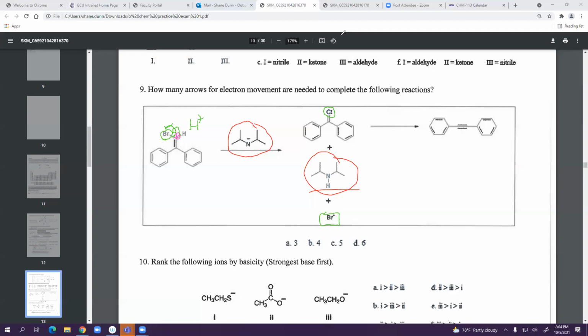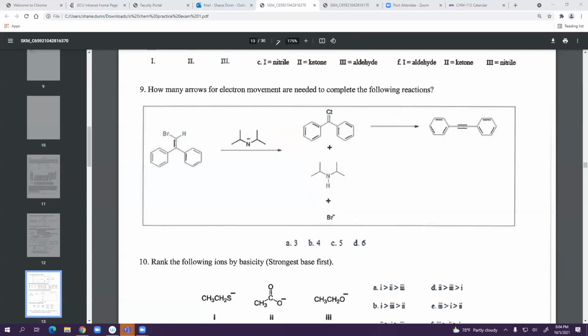What do I do with it? The lone pairs here attack that. So far I have 3 arrows, right? What's going on? I can't see what's going on. The arrow going to the bromine and then.